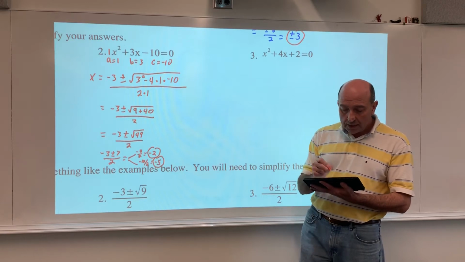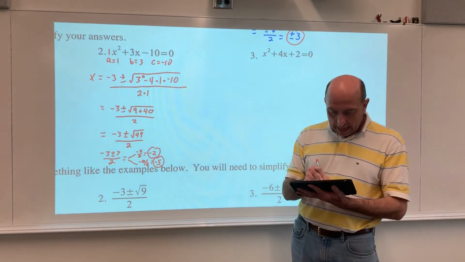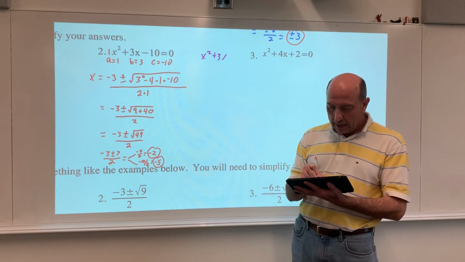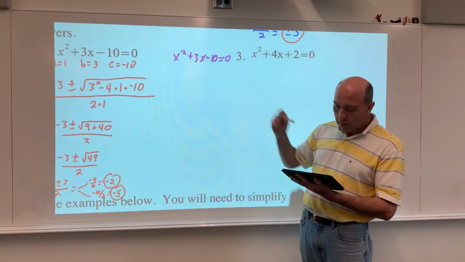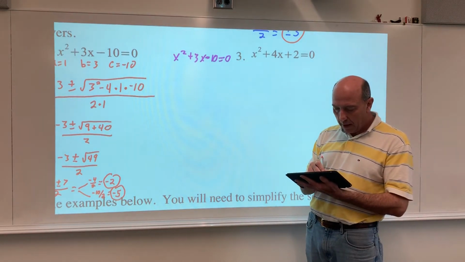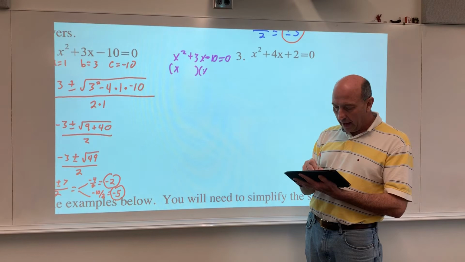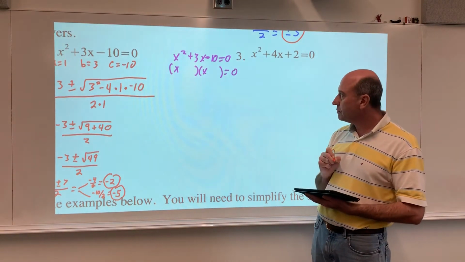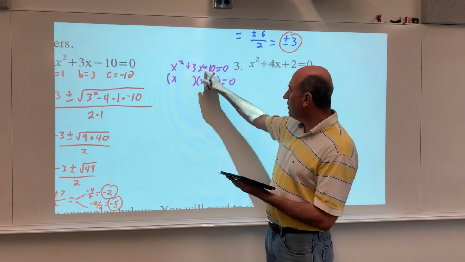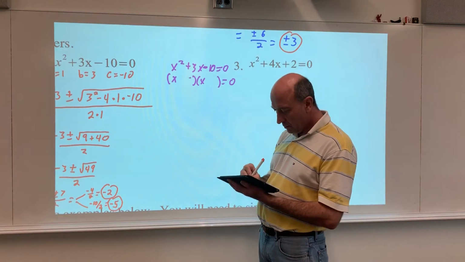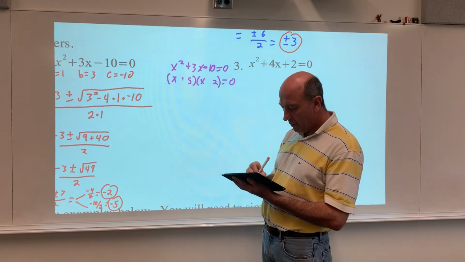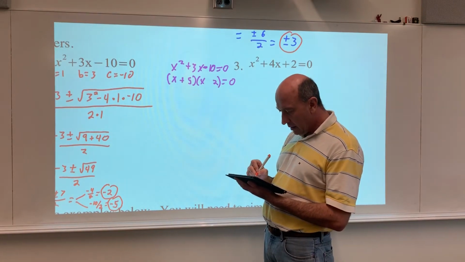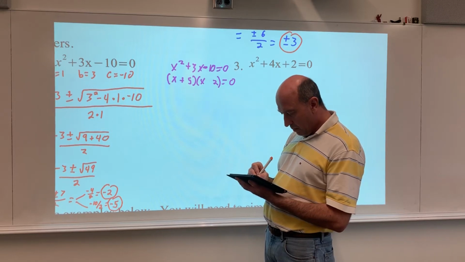And as an interesting side note, x squared plus 3x minus 10 equals 0. I think I could solve that one by factoring. So this is the same problem. What if I would have factored that? X times x is x squared. 5 times 2 is 10, which gives me a 3 if I have a plus 5 and a minus 2.